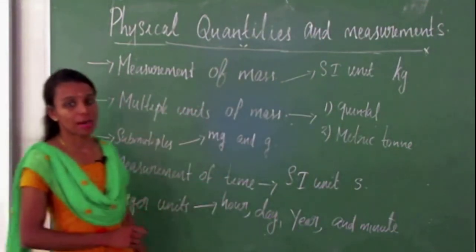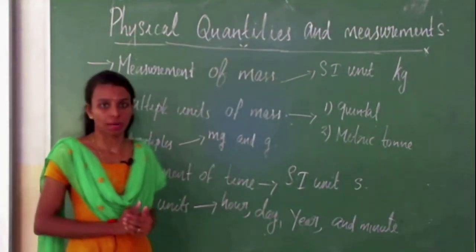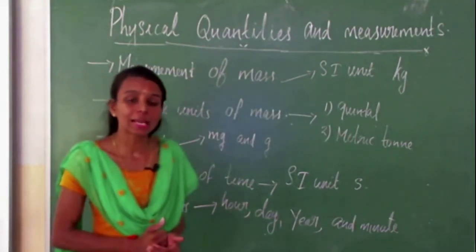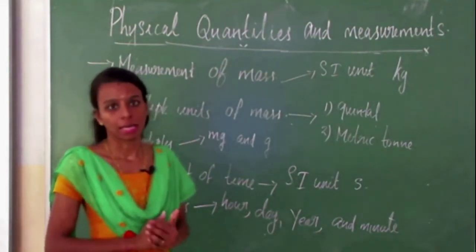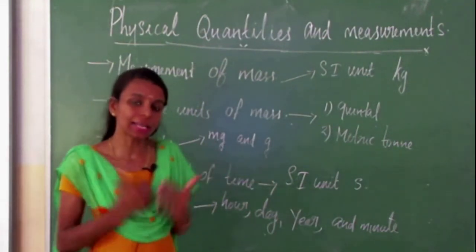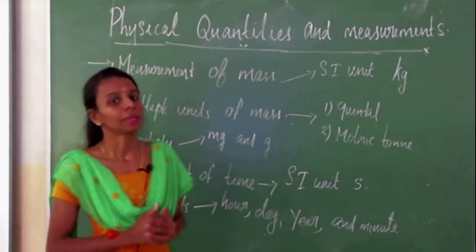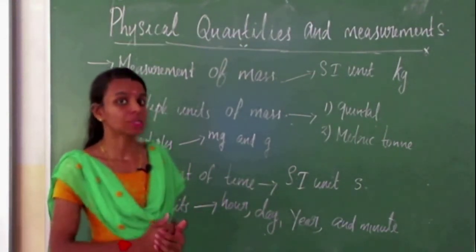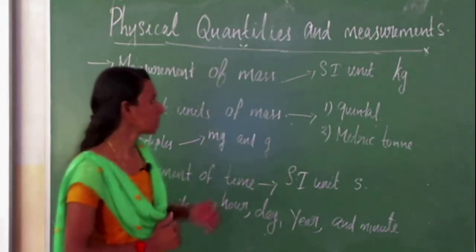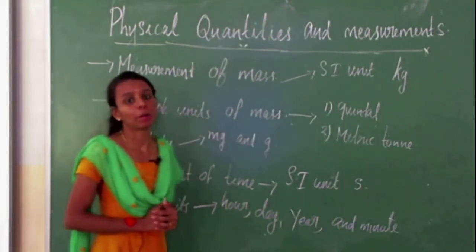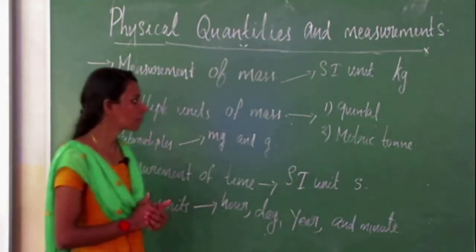Multiple units of mass: quintal and metric ton. 1 quintal is equal to 100 kilogram. Then 1 metric ton is equal to 10 quintal. It is equal to 1000 kilogram. These are the two multiple units. We already discussed these things.